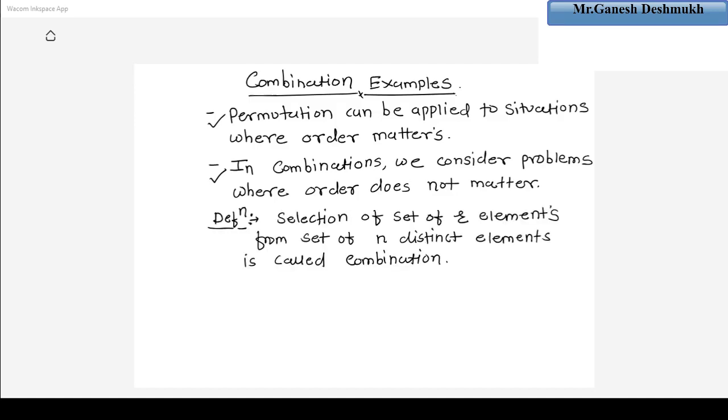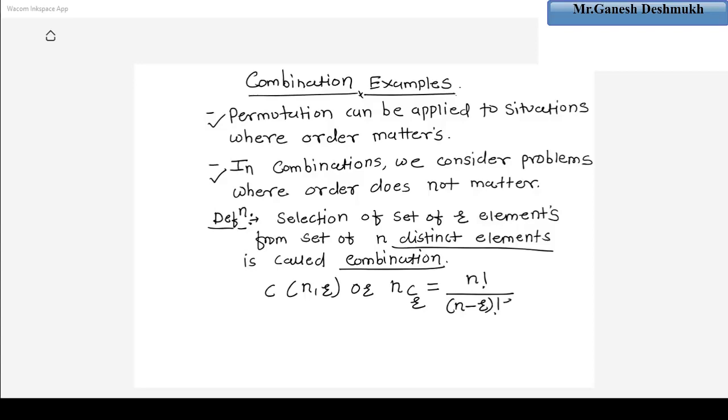So if I want to say the definition of combination, I can say: selection of a set of R elements from a set of n distinct elements is called the combination, and it is written as C(n, R) or nCr. The formula is n factorial divided by (n minus R) factorial into R factorial.